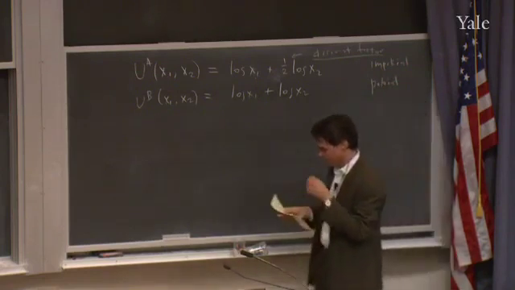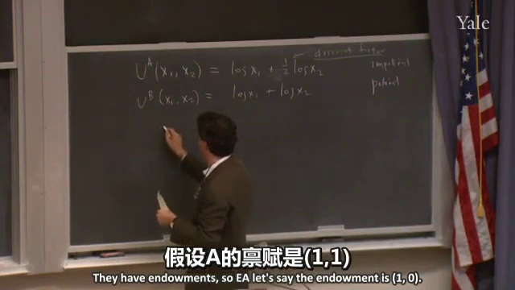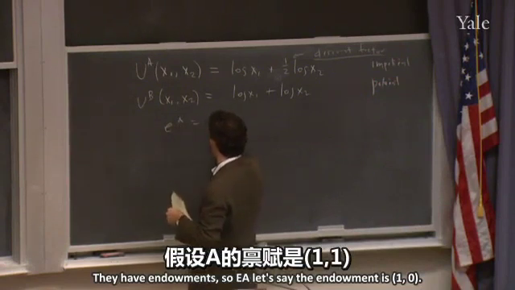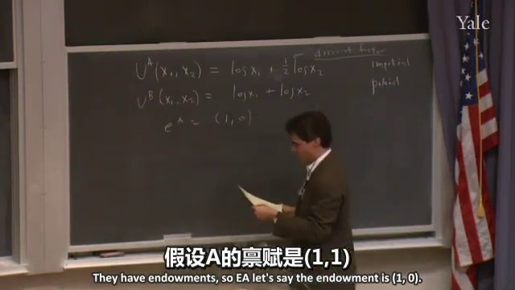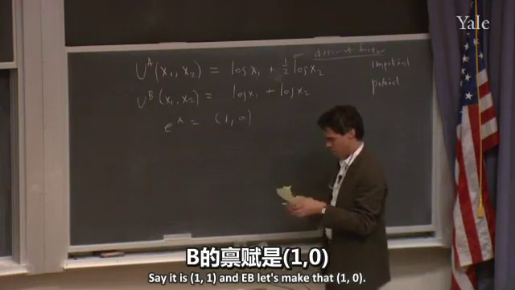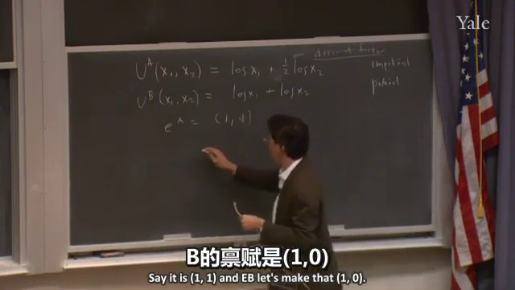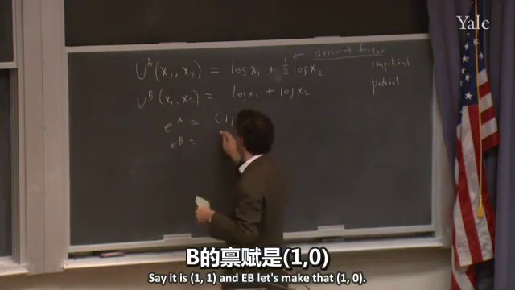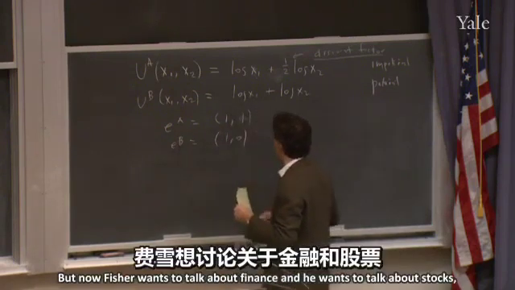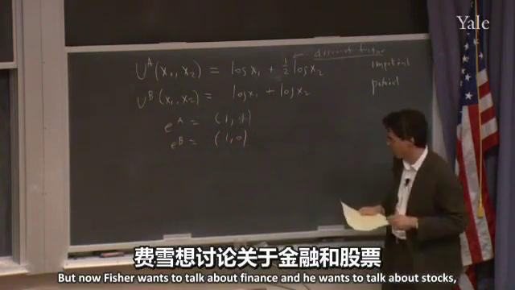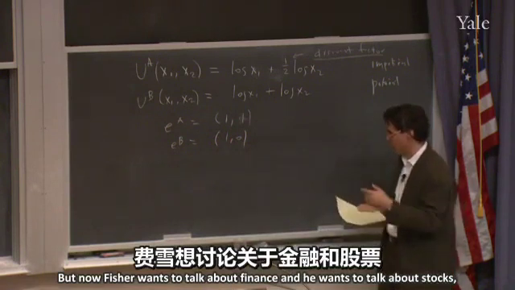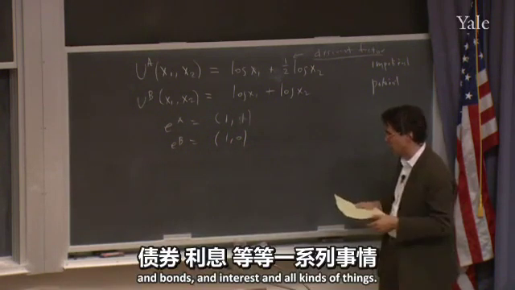Okay, so then let's make it, they have endowments. So EA, let's say the endowment is 1, 0, and say it's 1, 1. And EB, let's make that 1, 0. Okay, but now Fisher wants to talk about finance, and he wants to talk about stocks and bonds and interest and all kinds of things.